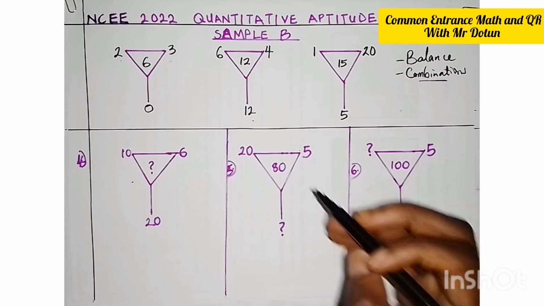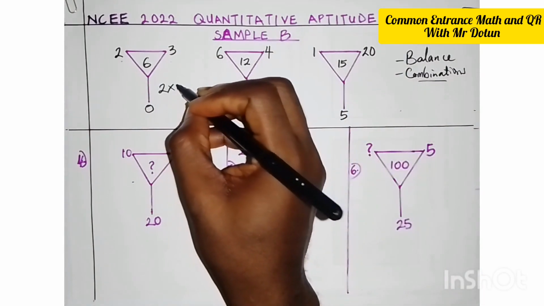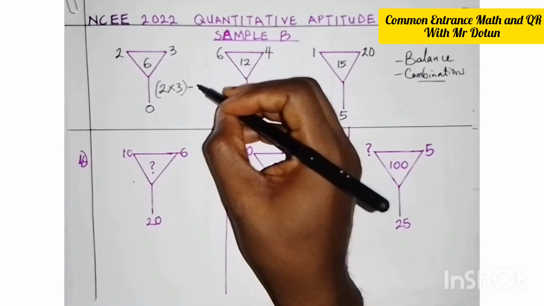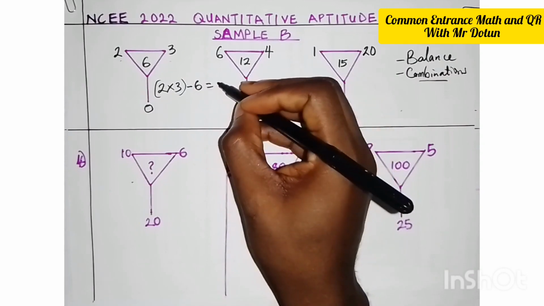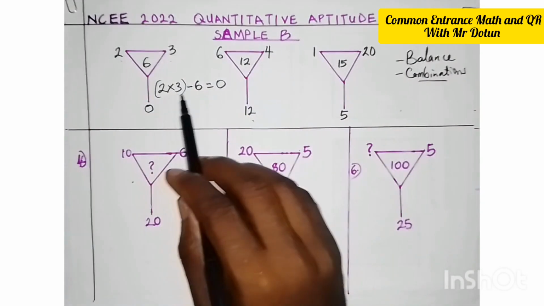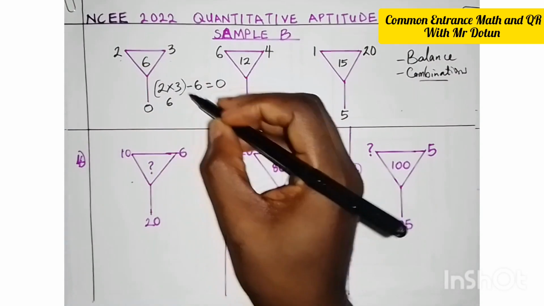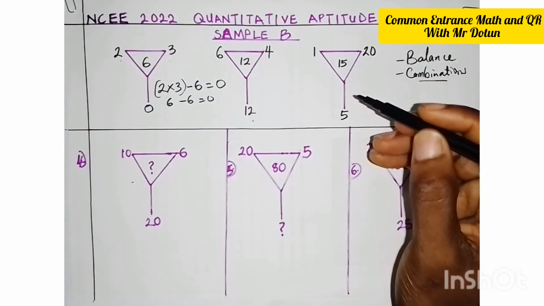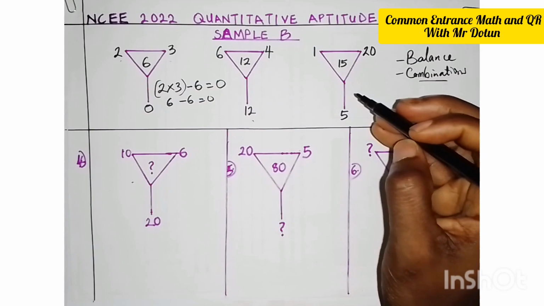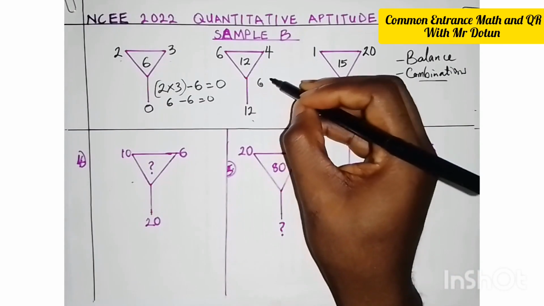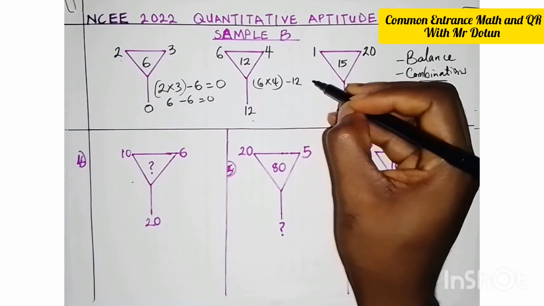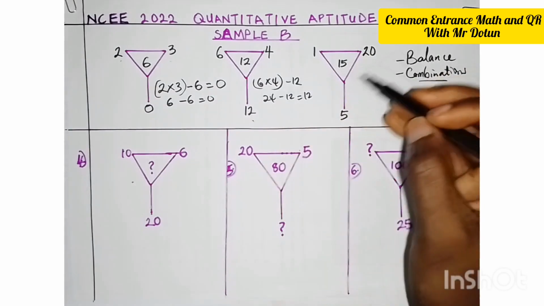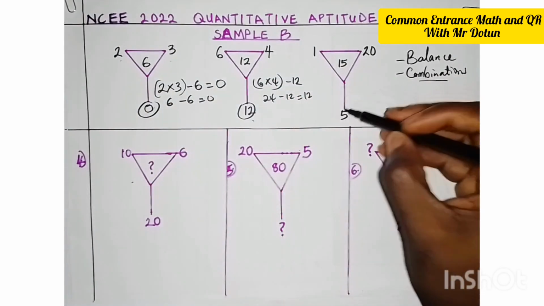Alright, so let's write that out. We have 2 times 3 first, then we subtract the 6 in the triangle there, and we have 0. So 2 times 3, which is 6, then minus the 6 we already have, gives us 0. That's good. So we also have it here, 6 times 4 minus 12. 24 minus 12 will give us the 12 here. So we know how to find this now.